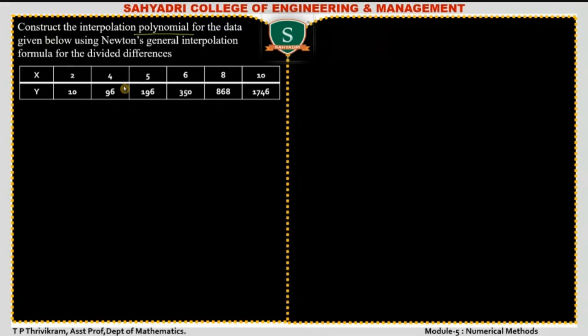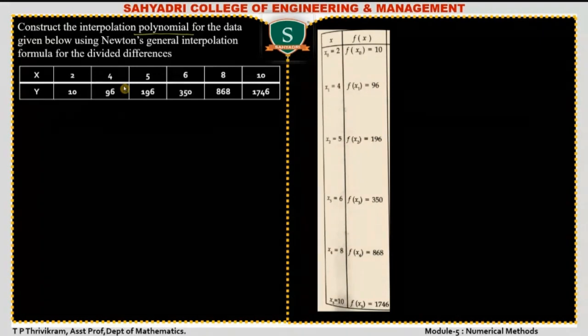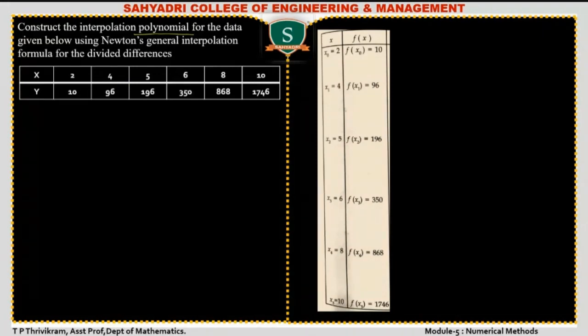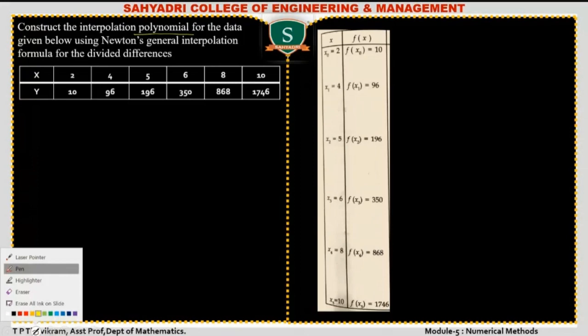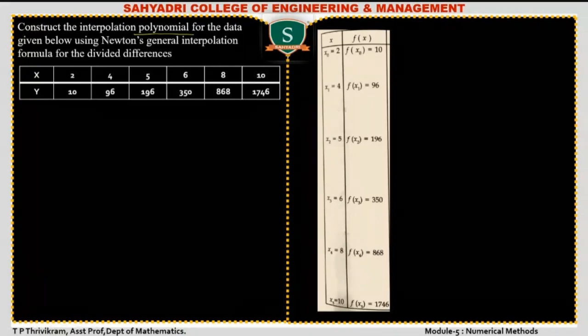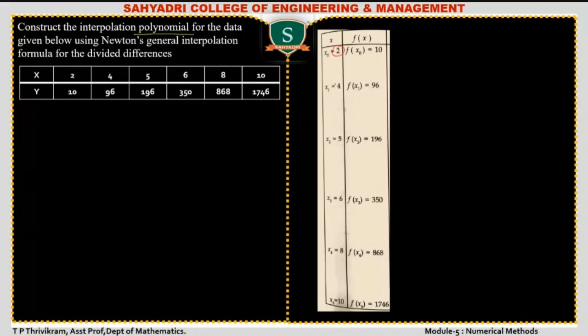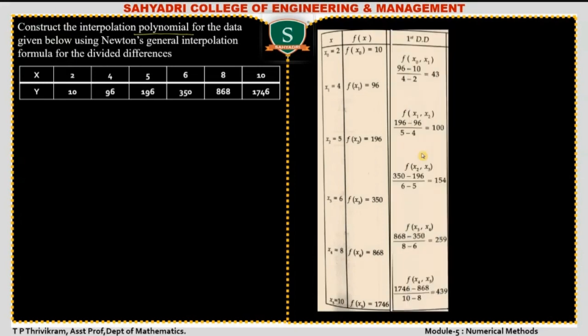For that, write this column-wise: x equal to 2, 4, 5, 6, 8 and 10. I have taken the corresponding y values. Once you take this data, start doing the forward difference table, that means Newton's first order difference table.